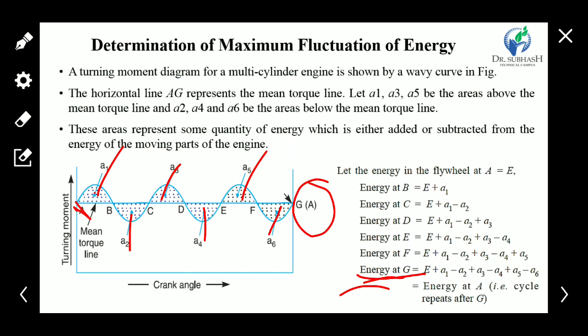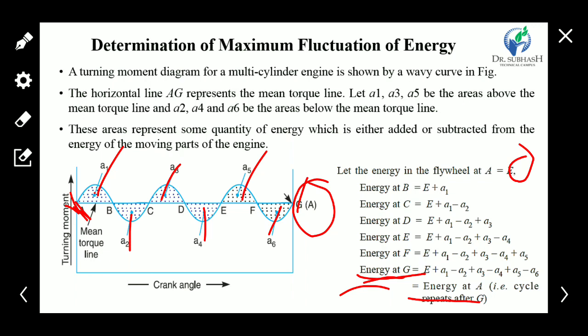Okay, the flywheel has the same energy at the G point as at the A point. Okay, clear? Because the cycle is complete, a new cycle starts again. So at the A point and at the G point, the flywheel has the same energy. Okay, so at the G point the energy is E.